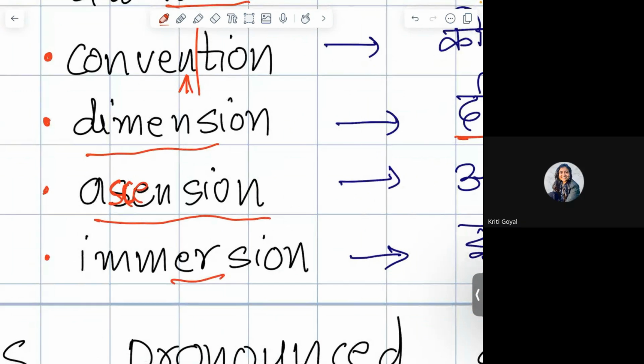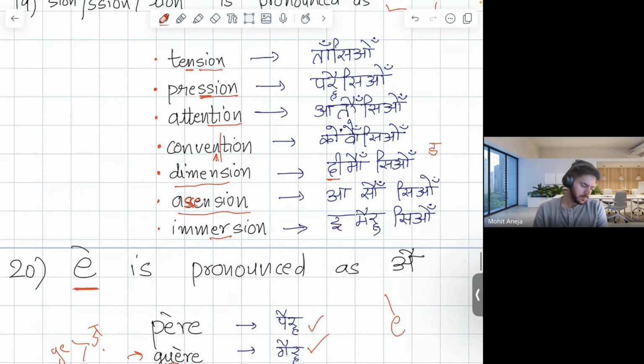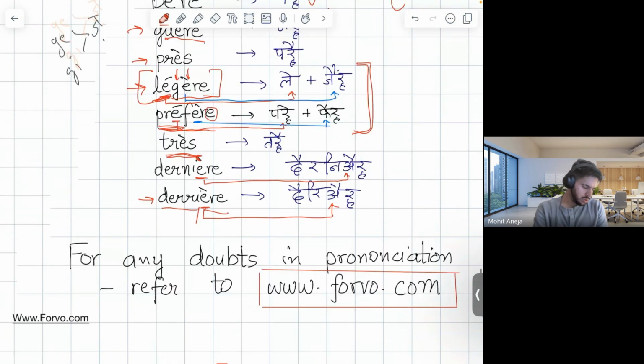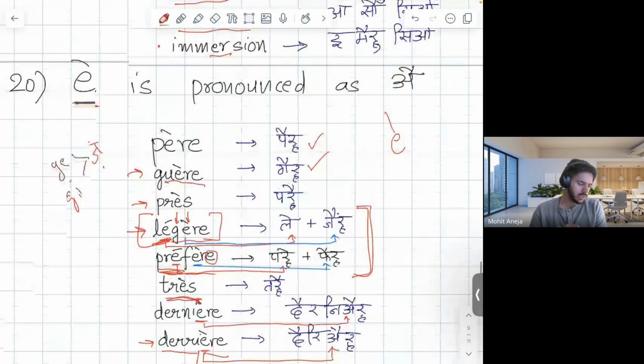The next one, Kriti, can you read this for me? Emotion. It's close. It's immersion. Immersion. Make sense? There are only a few rules now. There are two to three more rules. I'll add one more rule at the end.